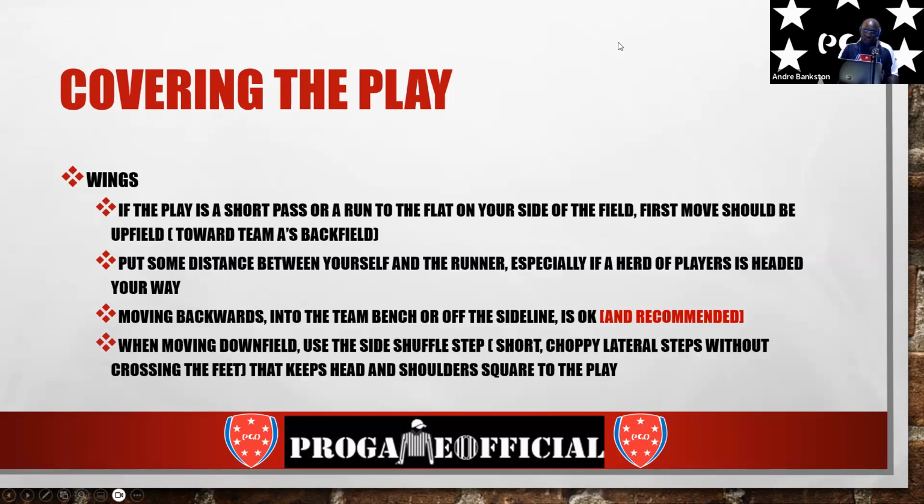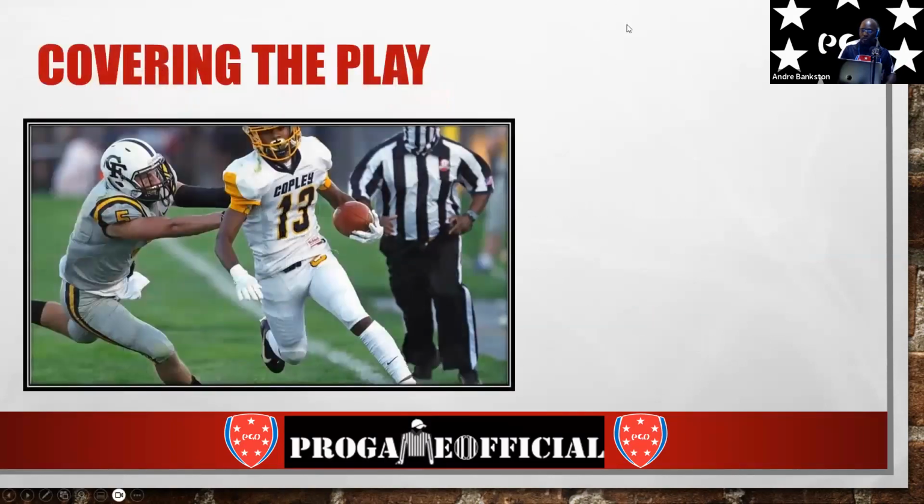When moving downfield, use a side shuffle step. That's a short chop sideways. That keeps your head and shoulders square to the play. So you see here, as referee here.